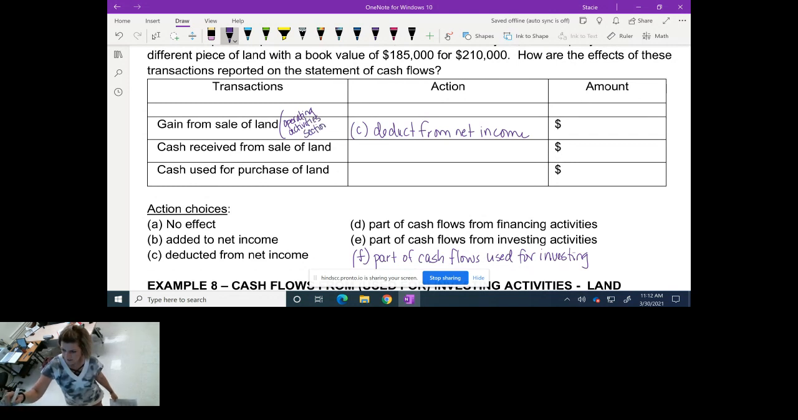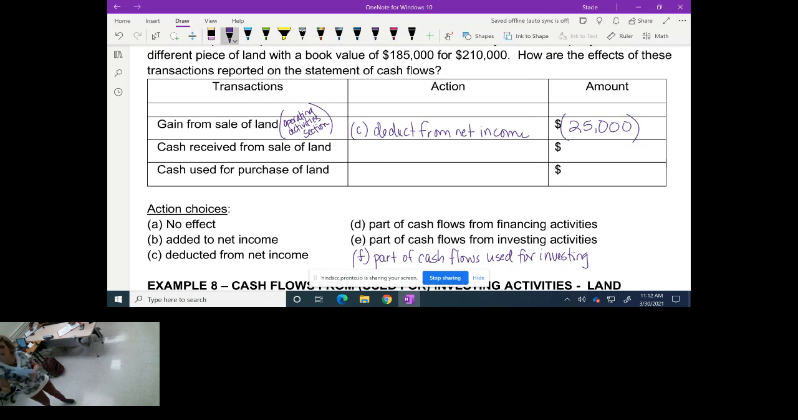Because net income is in the operating activity section. Okay, so how much is my gain? How would I calculate my gain? 25,000. So how did you get that? So value minus value. Right. Lost funds. So the 25 comes from 210 minus 185.